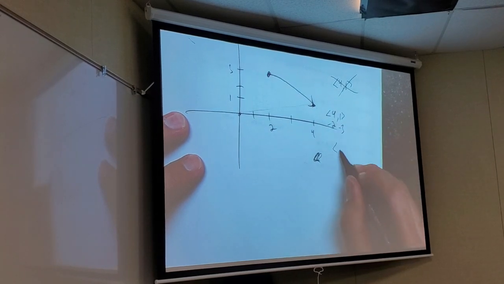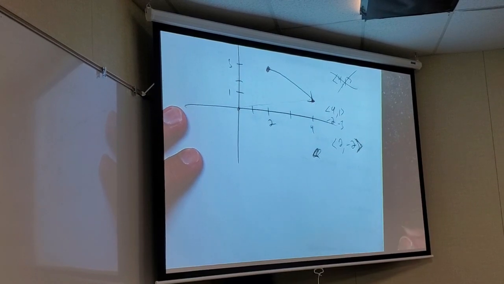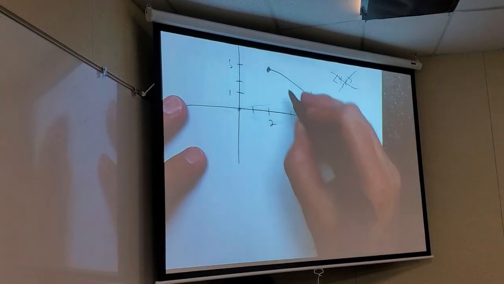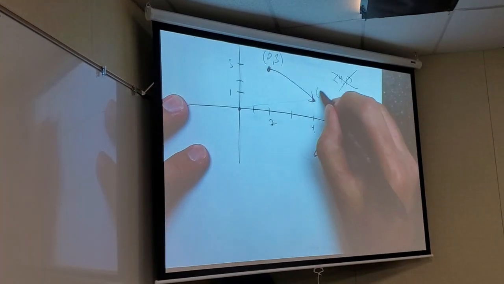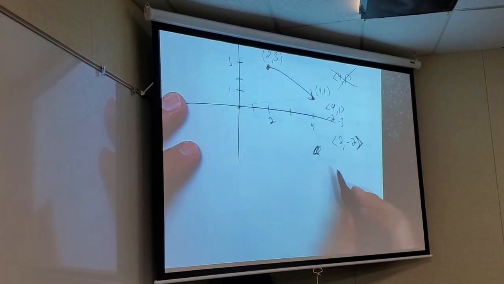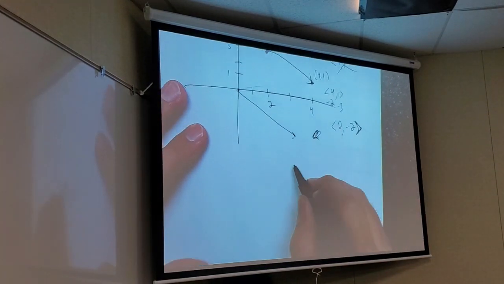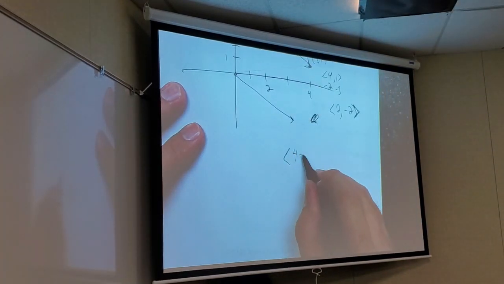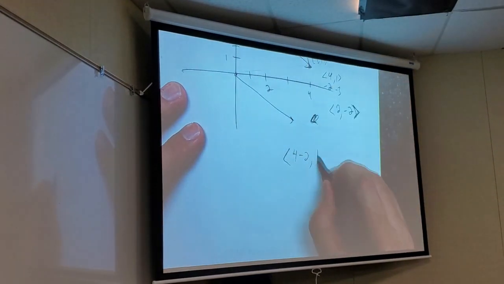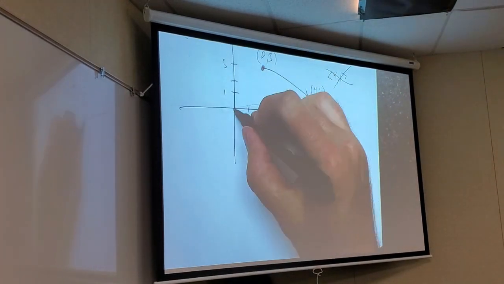4 minus 2, negative 2, negative 2. Jeff, you can do it, buddy. There it is. So the shortcut to this is the point 2, 3. This is the point 4, 1. So to get the actual name of this vector, it would be 4 minus 2, comma, 1 minus 3. That's just translating it back so that it starts at 0.